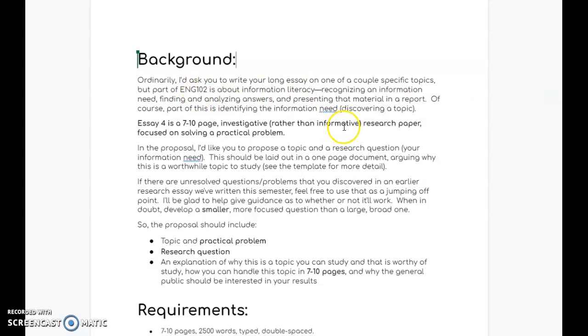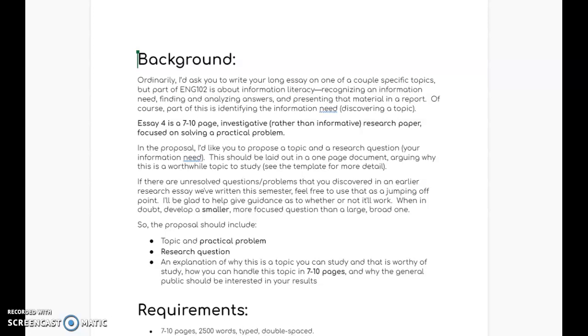It's investigative rather than informative. An informative research paper might be like the kinds of food that African elephants eat, or the treatment mechanisms for cancer. These things are informative. It is known information, and you would just be presenting it to the audience. Something that's investigative, however, is something that doesn't have a clear answer, and your job is to work towards that clear answer. I'll give you some more examples in a minute.